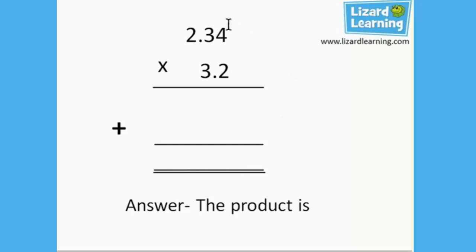Let's look at how many decimal places are going to be in this answer. Look at the multipliers, 2.34 and 3.2, the 2 multipliers. How many houses are there altogether in the multipliers? There's 1 there, there's another house there, that's 2, and there's another decimal house there. Altogether 3 decimal houses, so the answer must have 3 decimal places.